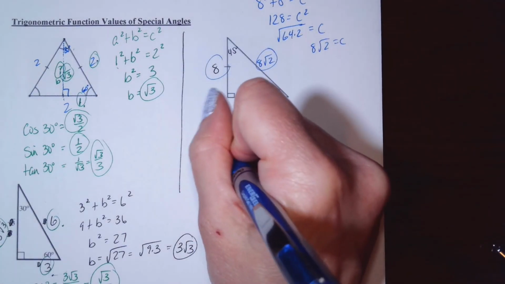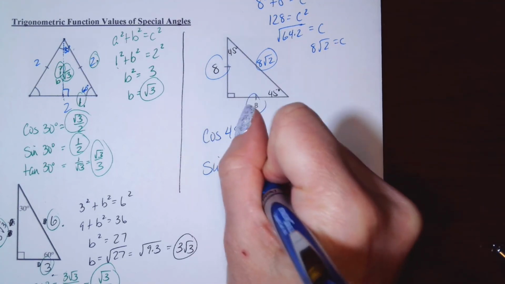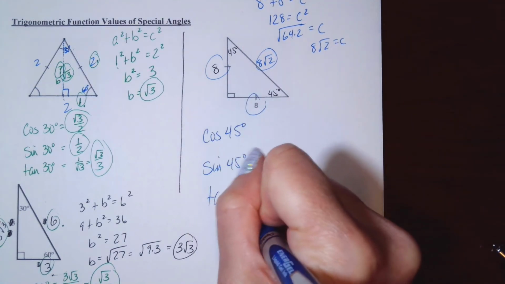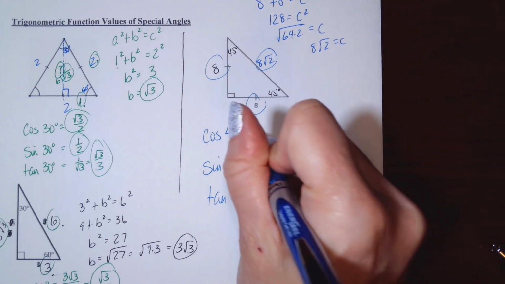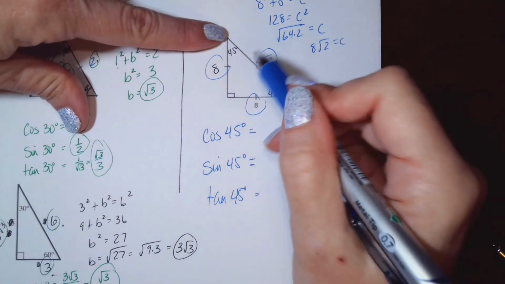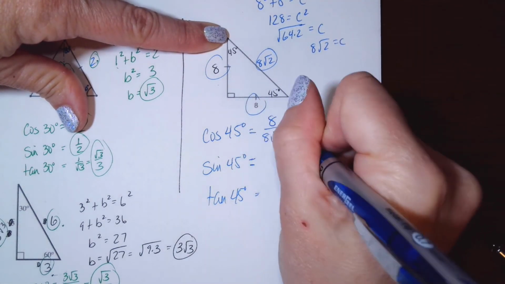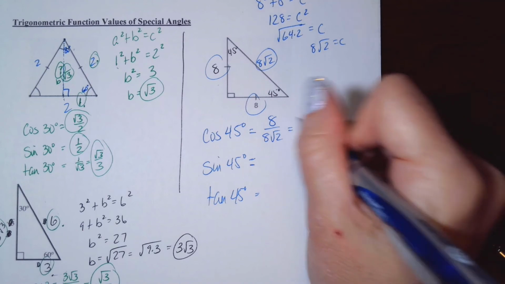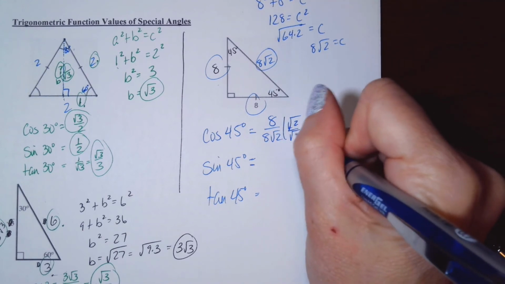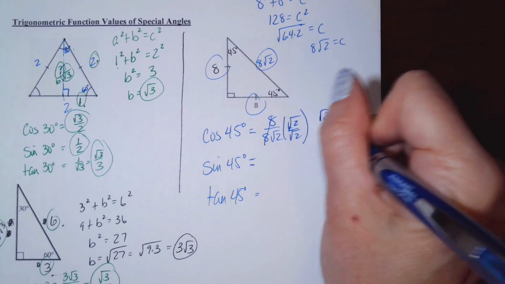Let's do cosine of 45, sine of 45, and tangent of 45. Both of these angles are 45-degree angles, so it doesn't really matter. Cosine is adjacent over hypotenuse, so 8 over 8 square root 2. Well, that 8 is going to cancel out, and when I rationalize my square root 2, that's just 1, I get square root 2 over 2.